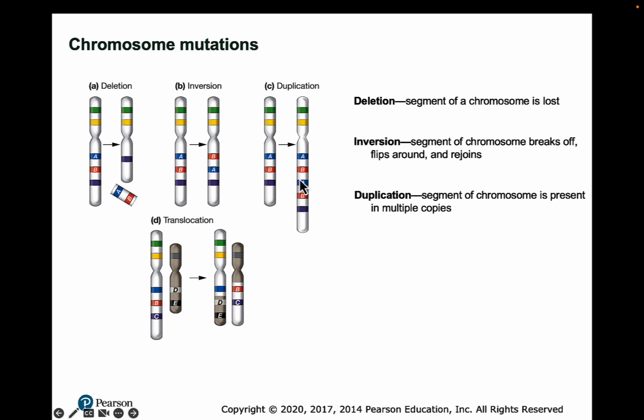We can also end up with duplication events. So here A and B have been duplicated, and so now they're AB, AB, so we have twice as many of these genes around. We also have translocation. So in translocation, a section of the chromosome breaks off and becomes attached to another chromosome. So here, D and E have been broken off and combined here, and then B and C have broken off and then combined with this gray chromosome.